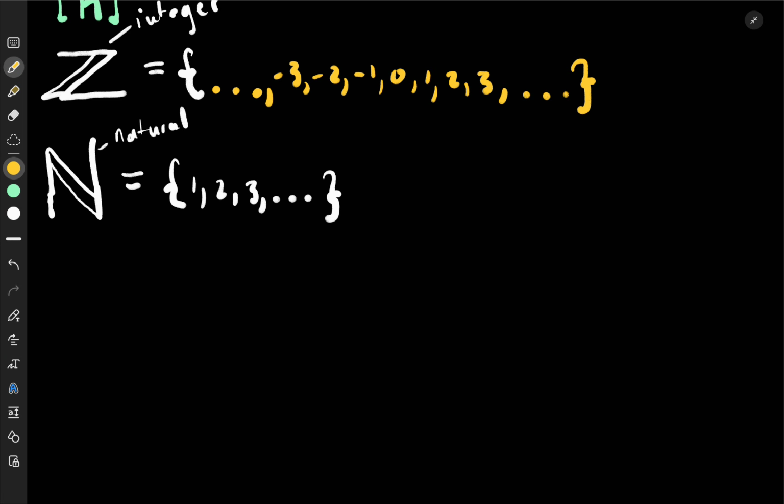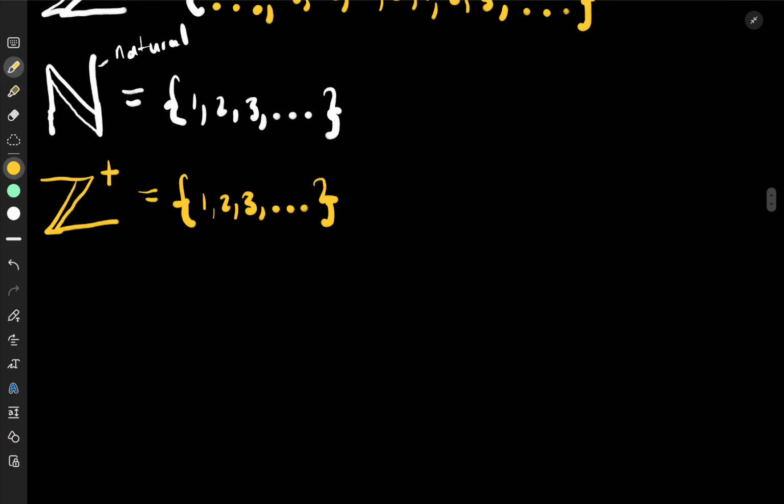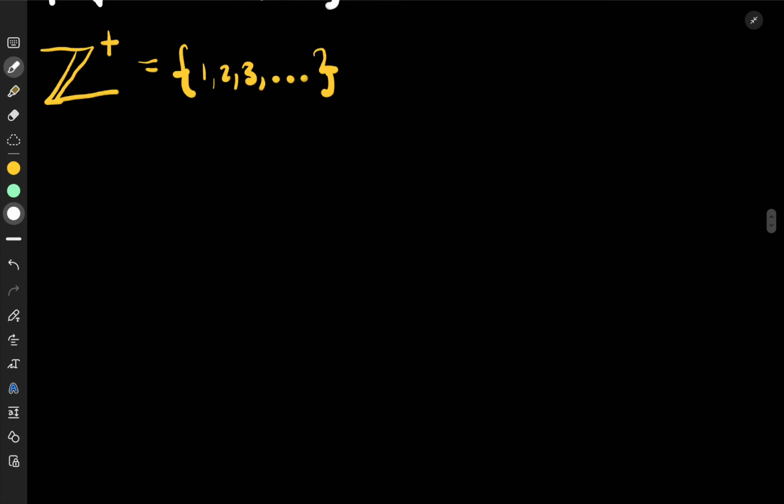Now, I want you to know that the set of natural numbers is exactly the same as the set of positive integers. If we only decide to look at positive integers, which we write as Z plus, it means we are only looking at positive integers. We'll get the very same set as the natural numbers. It will be 1, 2, 3 going up. That is the positive integers. It's the very same set as the natural numbers. Is that okay? Exactly.